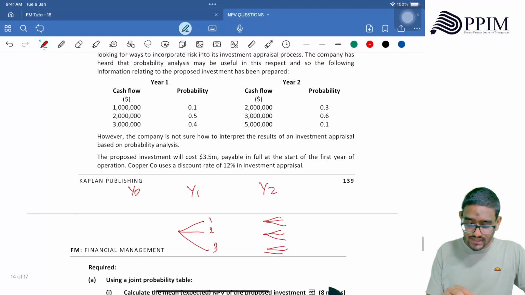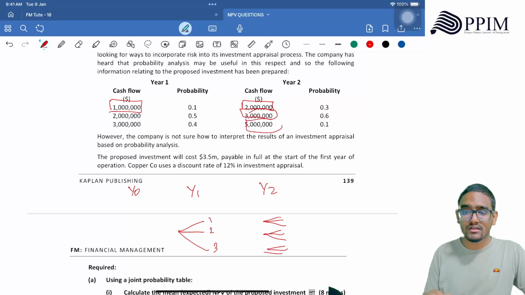So what they're saying is, if you get 1 million in year 1, you can have either 2 million, 3 million, or 5 million in year 2. Then if you get 2 million, you will have 2 million, 3 million, or 5 million. Then if you take 3 million, you will have 2 million, 3 million, or 5 million.